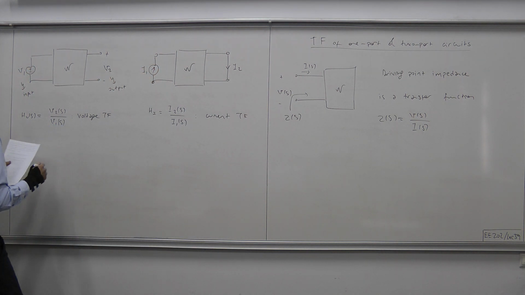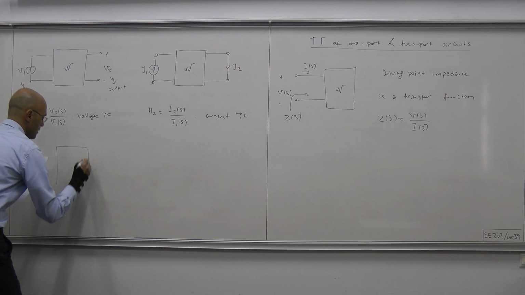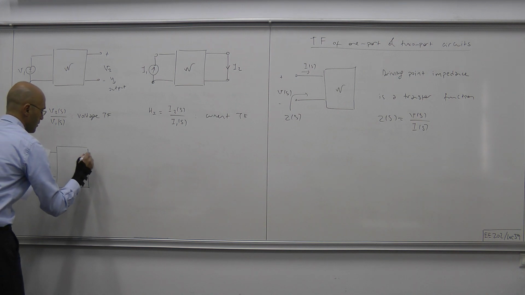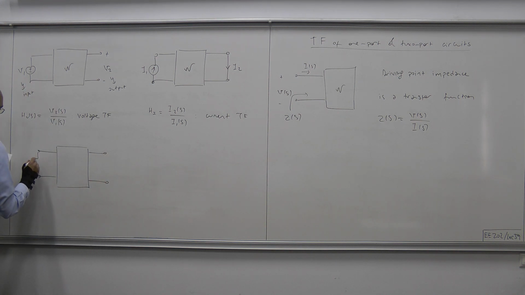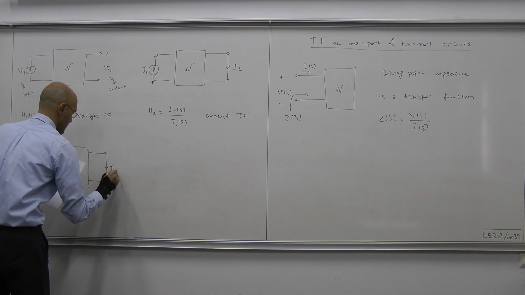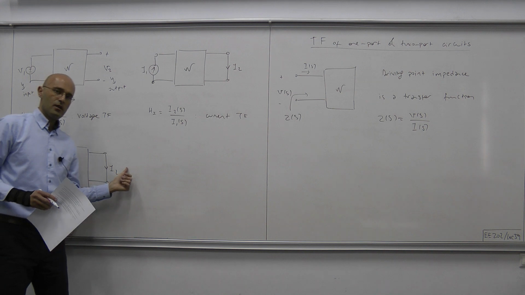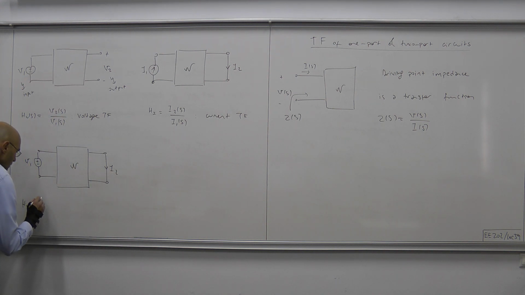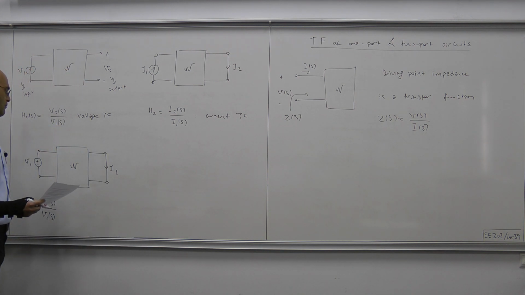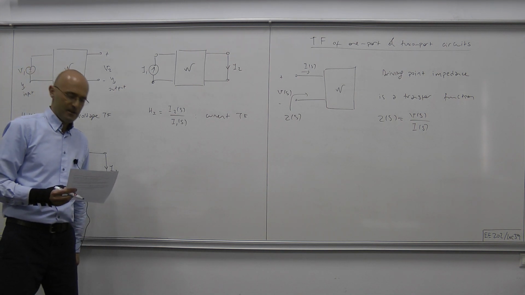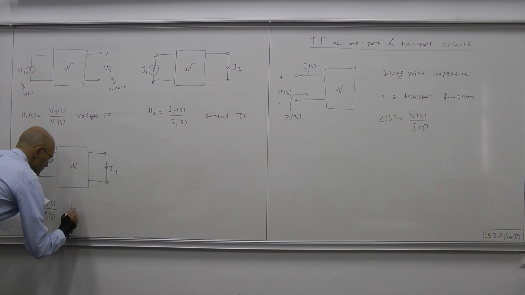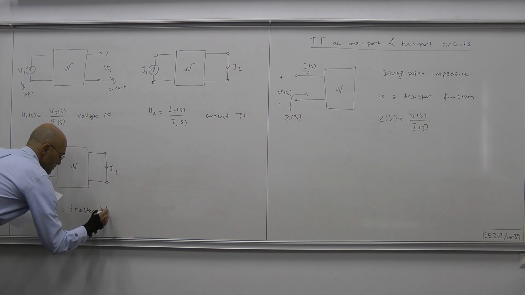And then we have the mixed situations, such as plus minus V1. Then here we have I2. And then we have Hy of S equals the output divided by the input, I2 of S over V1 of S. So we're dividing current by voltage, so therefore we're talking about some sort of admittance, and therefore this is called the transfer admittance.